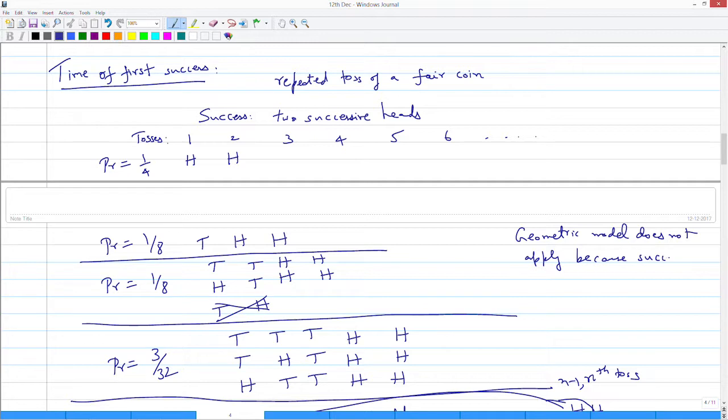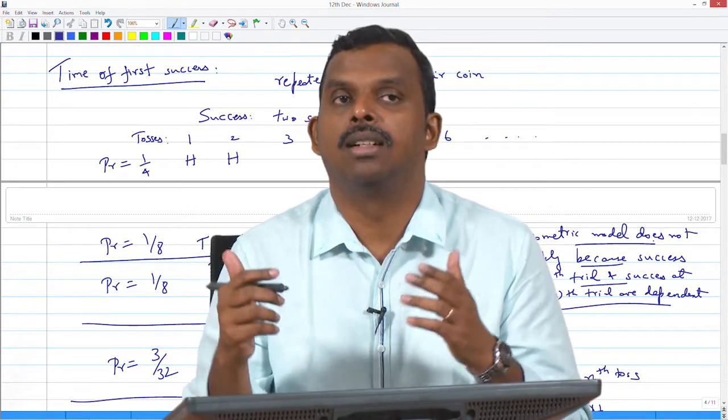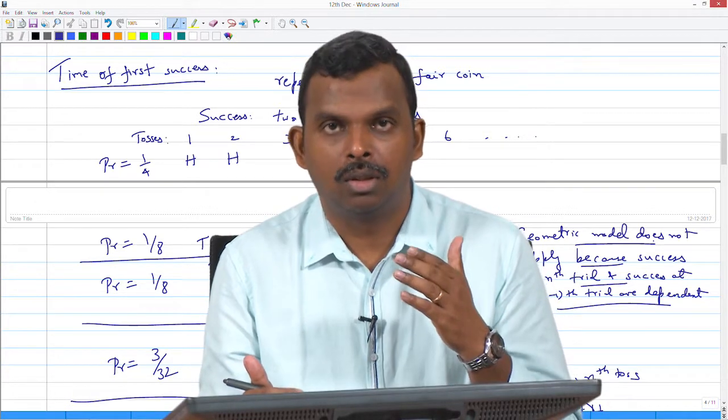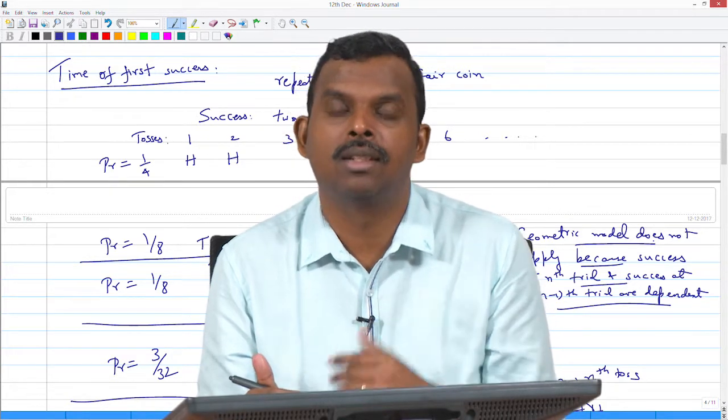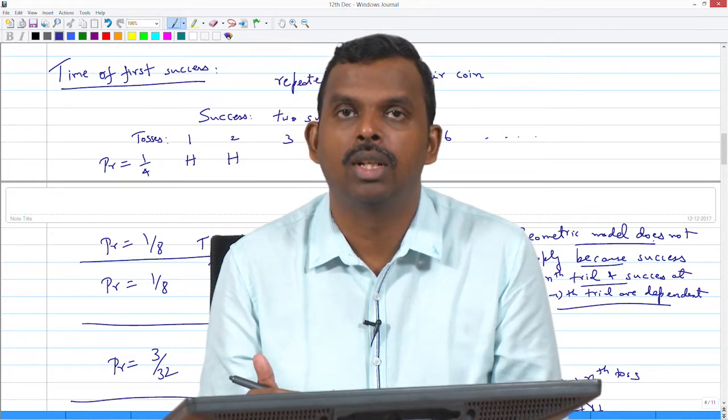Because success at the nth trial and success at the n minus 1th trial are dependent. So, one needs to be careful, and in any example that you come up with, you should be aware of under what conditions the model applies and what conditions the model does not apply. Dependence is always a situation that you have to take care of very carefully.